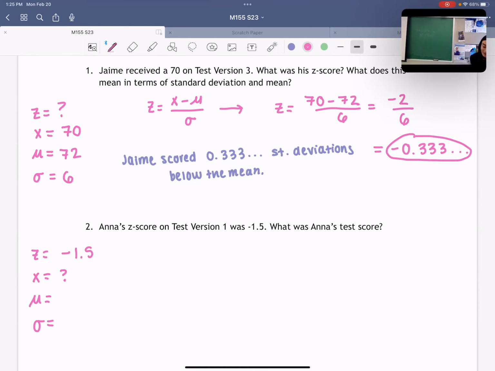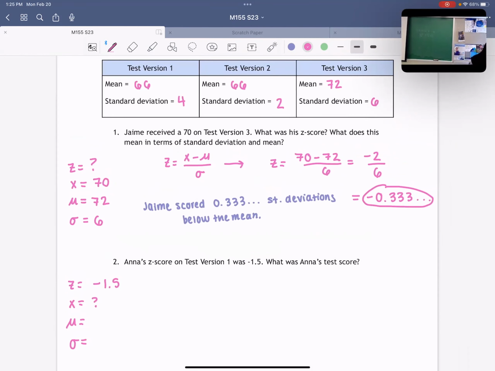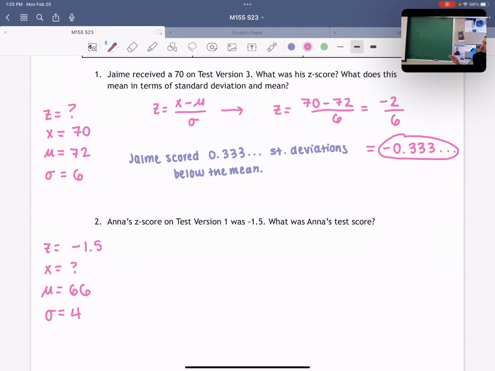And if we're working with test version 1, just peeking up at the chart I made, the mu is 66, sigma is 4. Okay. So I'm going to take my formula, x minus mu over sigma. I'm going to plug in all the numbers that I know, right? We have -1.5 for z, x is by itself, minus 66 over 4. Okay. Now, here's where things get a little bit tricky.